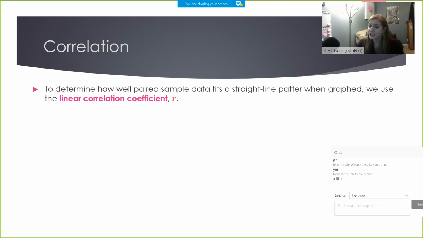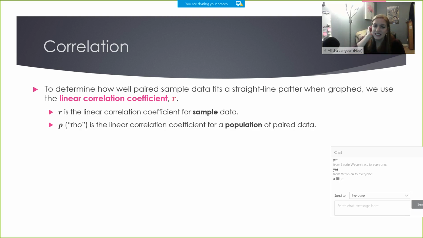Linear correlation coefficient. So R is going to be the guy that tells us how close our data is to a straight line. He's going to tell us that. You may be like, how does he tell us that? Well, before we get to that, let's talk about exactly what R means. R is the linear correlation coefficient for sample data. So when we're looking at sample data, we're going to use R.